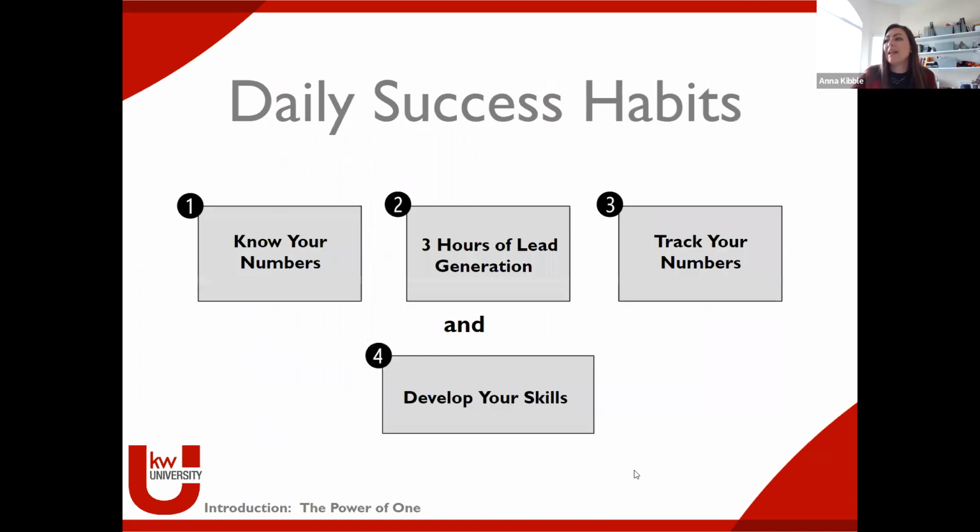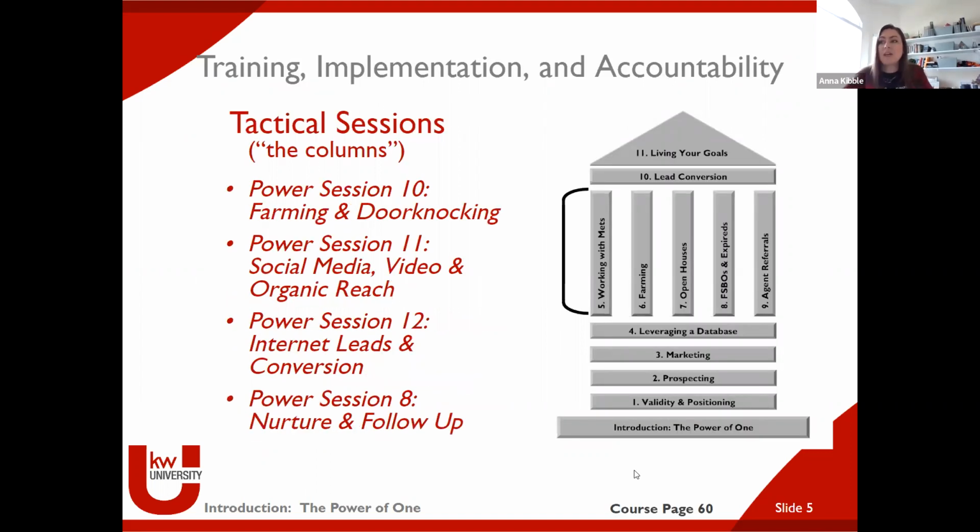And then next week, we dive into some real fun when we look at social media. We look at both organic and paid reach on social media. We're going to explore video. We're going to dive into internet leads and internet lead conversion, and then we wrap up the course talking about nurturing and following up on business, and different strategies to create a holistic approach for that.